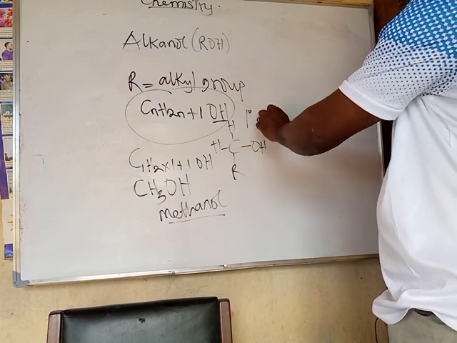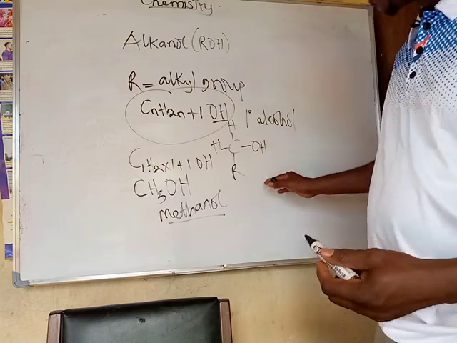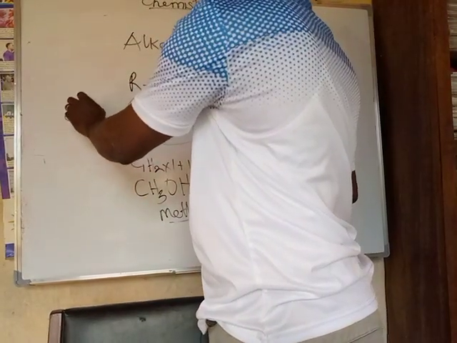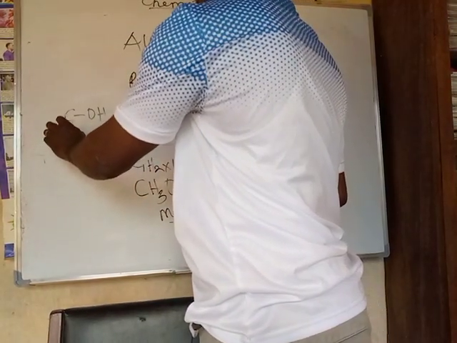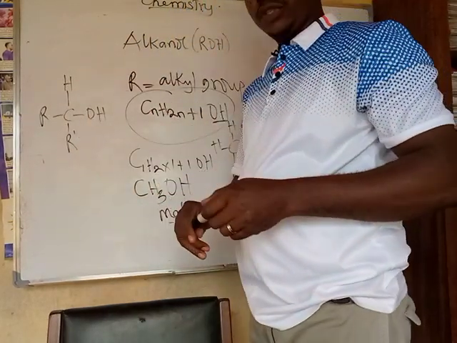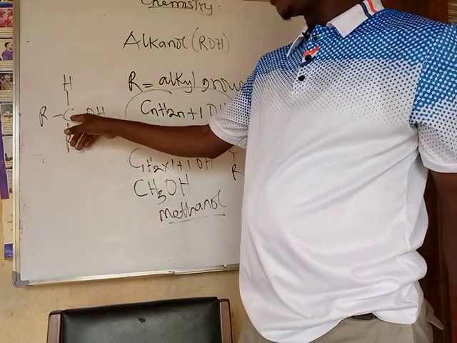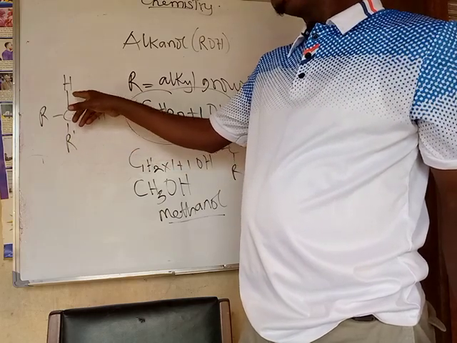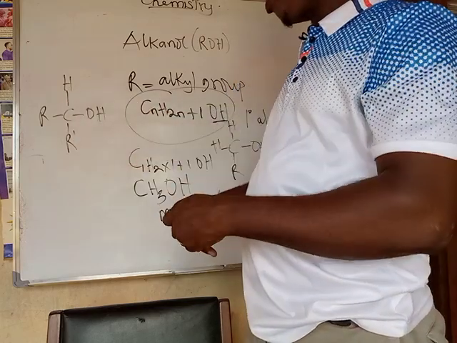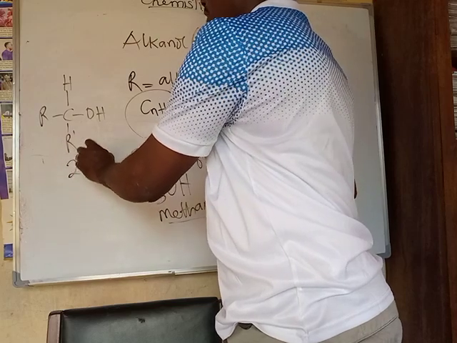Primary alkanol or primary alcohol. Don't forget the old name of alkanol is alcohol. It's primary alkanol. Now, when you have something like this, check this one. You see the carbonyl carbon, the carbon that is carrying the functional group, has only one hydrogen attached to it. That is what we call secondary alkanol, always represented by two knots, secondary alkanol.